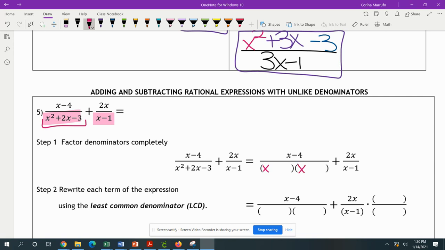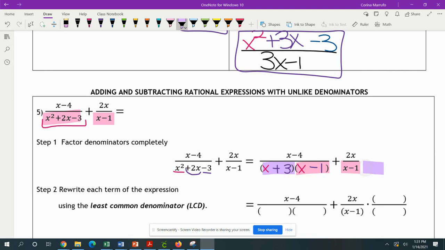So x times x gives me this x squared. We're trying to get a negative 3, so 3 times 1 is going to give me a 3. Now, it does need to be a negative 3, so one of these needs to be negative. But the way you choose is you look at this one, the positive 2x. So if it's a positive 2x, then a positive 3 minus a 1 is going to give me that positive 2x. So now that we did that, we can see that the x minus 1, that's what they both have in common.